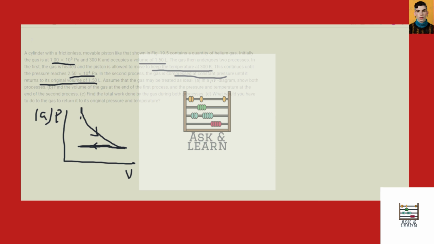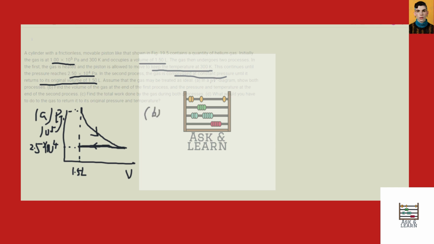You can also label that these two points have the same volume, which is 1.5 liters. You can also label the pressures. This pressure is 2.5 times 10 to the 4th Pascal, and this one is 10 to the 5th Pascal.